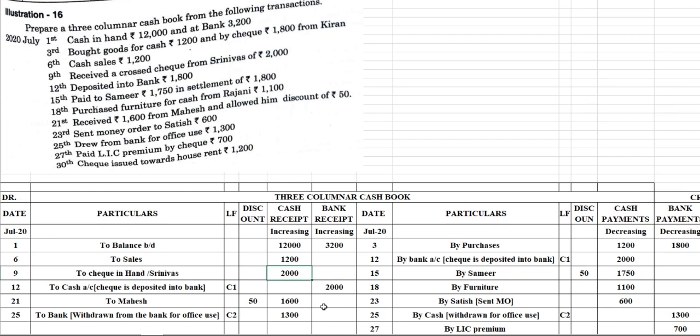Deposited into bank. Okay. So here, check deposited into bank. No, this is not check deposited into bank. This is cash deposited into bank. Okay, sorry, that is a mistake here. What has happened here? The check is not deposited into bank. That is wrong. So the amount is deposited into bank. So on 12th, the cash which we had in our hand is deposited into bank.